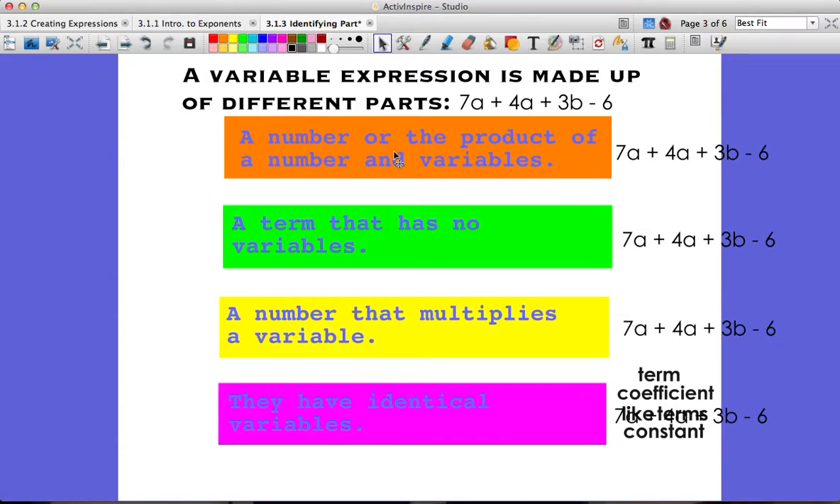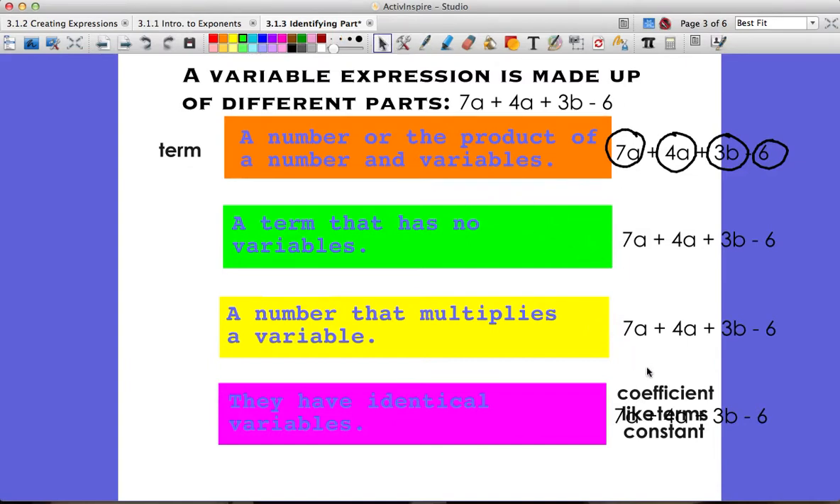Alright, so a number or product of a number and variables, we call that a term. A term is a number or the product of a number and variables. So each of these pieces, in this case, is going to be a term. So 7a is a term, 4 times a is a term, 3 times b, and 6 is a term.